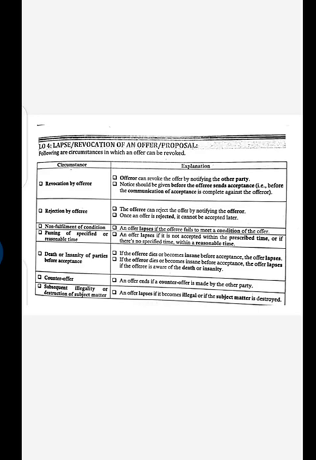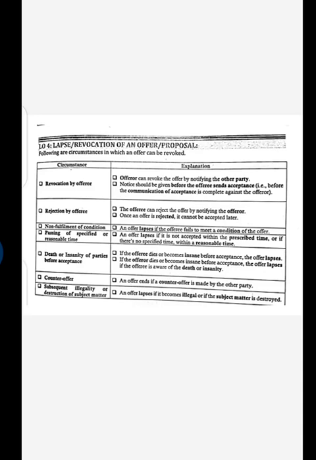An offer lapses if the offeree fails to meet the condition of the offer. Suppose I have offered you a visit to Europe or Canada, and you are choosing the offer to visit Europe, then definitely you are not fulfilling the conditions of Canada. Certainly the offer will be cancelled. Passing of a specified or reasonable time: if an offer is not accepted within the prescribed time, or if there is no specified time, within a reasonable time, then the offer can be cancelled.